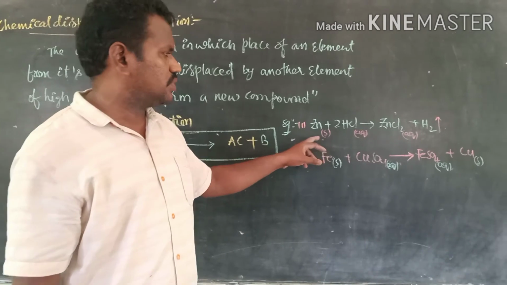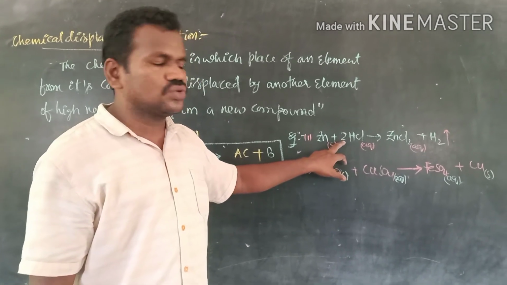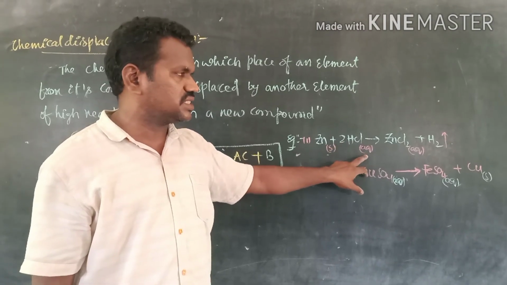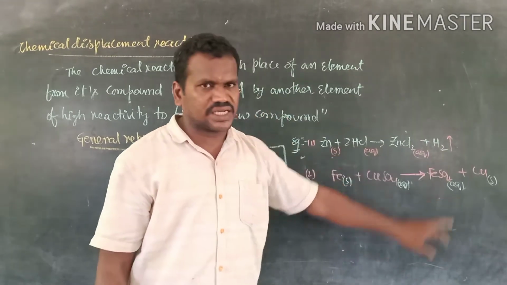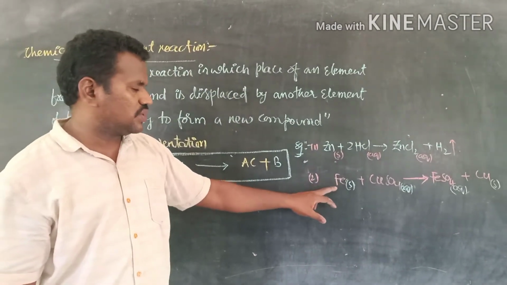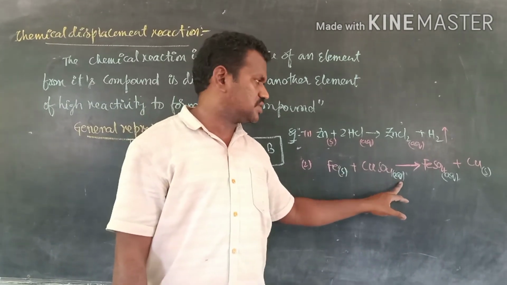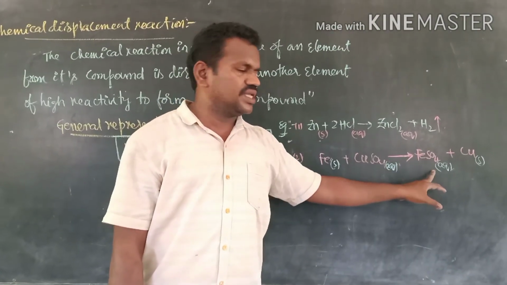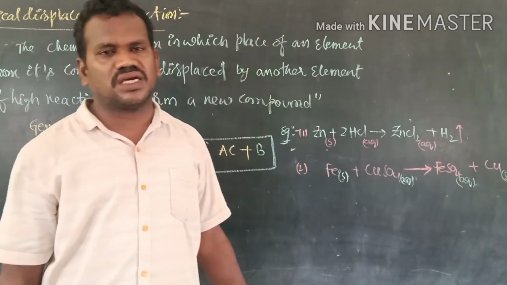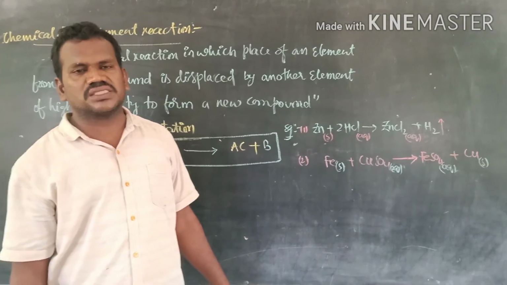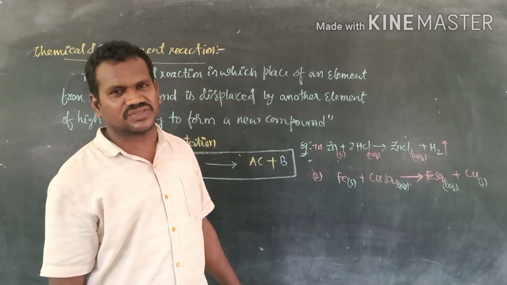Now come to the examples. Zinc, which is in solid form, reacts with two molecules of aqueous hydrochloric acid to form zinc chloride, with liberation of hydrogen gas. Second example: Fe, iron, which is solid, plus copper sulfate aqueous solution gives FeSO4 aqueous solution with liberation of copper metal. These are various examples and explanations for the chemical displacement reaction.